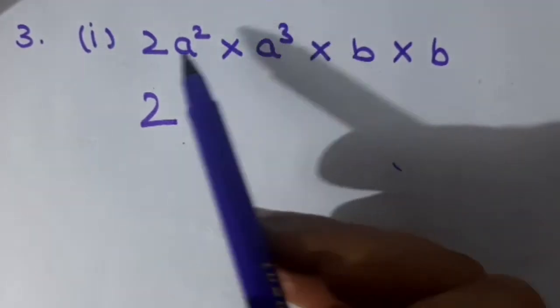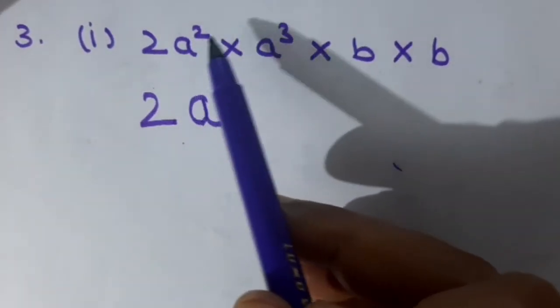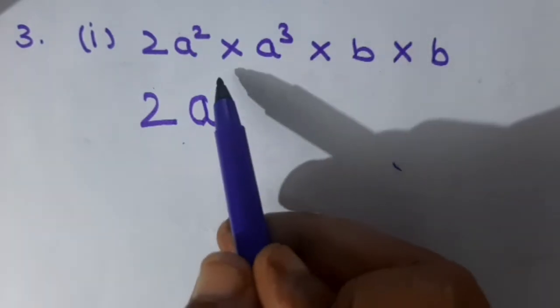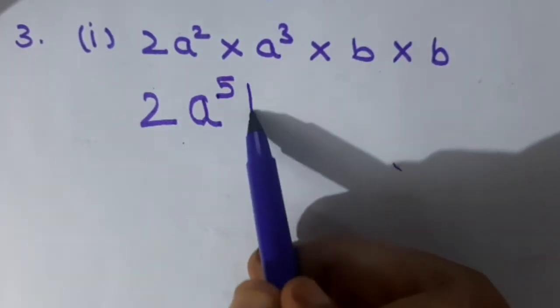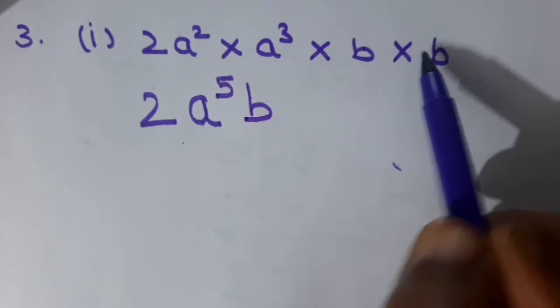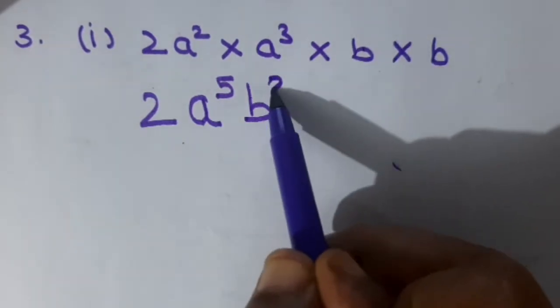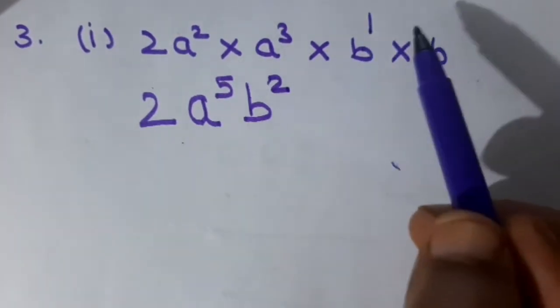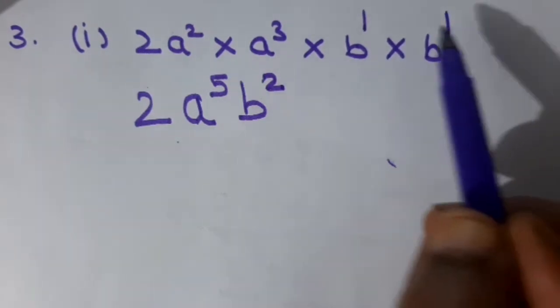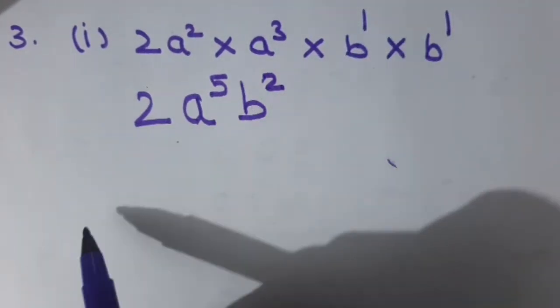If the bases are same, you can add up the powers. So 2 plus 3 is 5, so you will write here 5. Now you will write b. Here 2 b's are there, so you know 2b means b raised to power 2. Or you can do it like this also. If no power is there, you can put the power 1. So 1 plus 1 is 2.